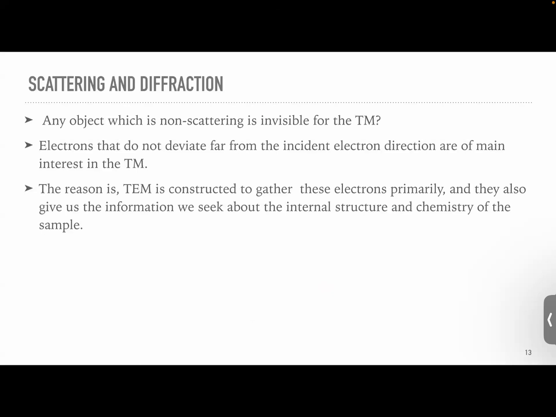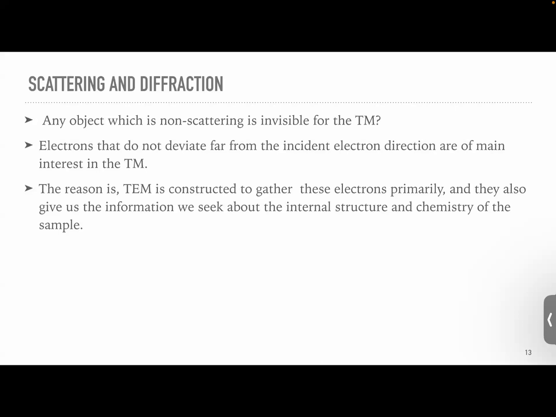Similarly, for the TEM, you also take care of these things. For the TEM, it is very hard to do some materials because you cannot make them very thin. And we need those electrons which do not go very far from the incident beam. It means the angle of the deviation should not be very far away, because, I will tell you later, if the deflection is more than 10 degrees, it means those electrons are inelastic.